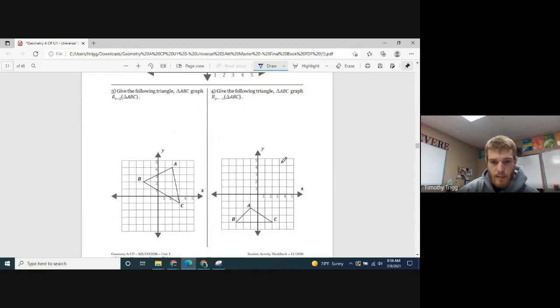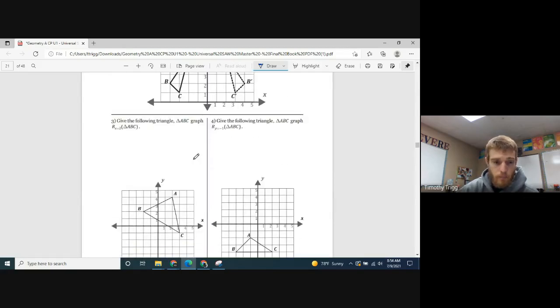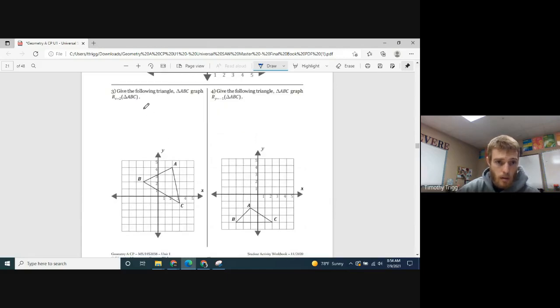Let's talk about reflecting shapes now. So given the following triangle ABC, graph, and then we want to reflect triangle ABC across x equals 2. So the first thing we want to do is draw that line of reflection, x equals 2. Since that's x equals, it's going to be a vertical line, and we want to go where x equals 2. So that's right here. So that's going to be a vertical line right there.